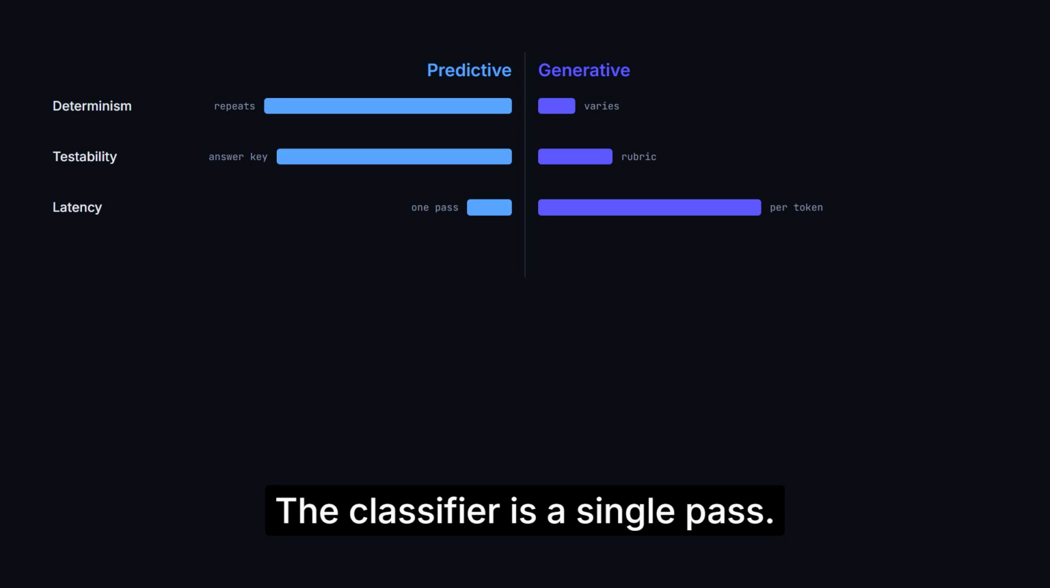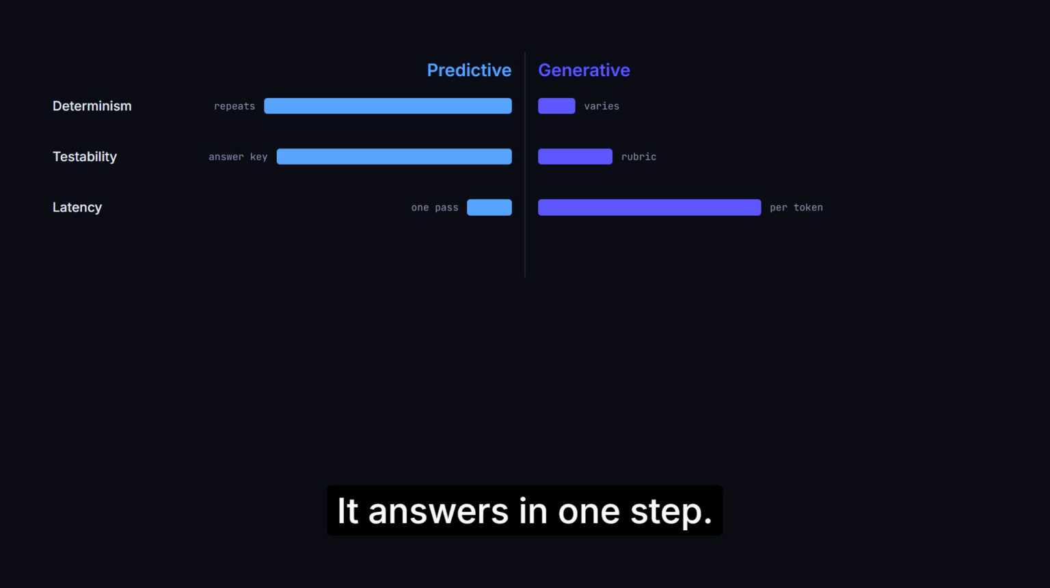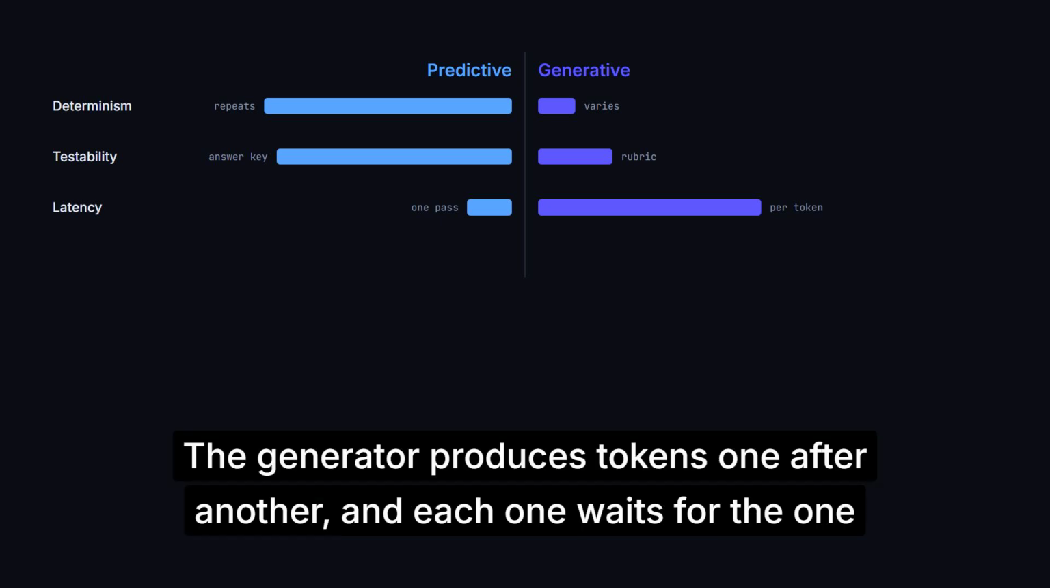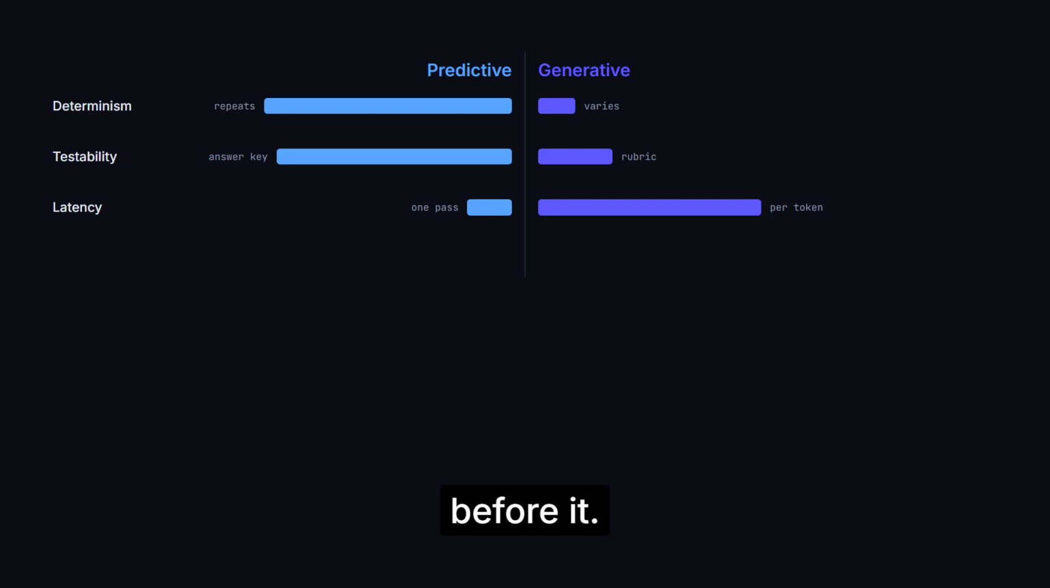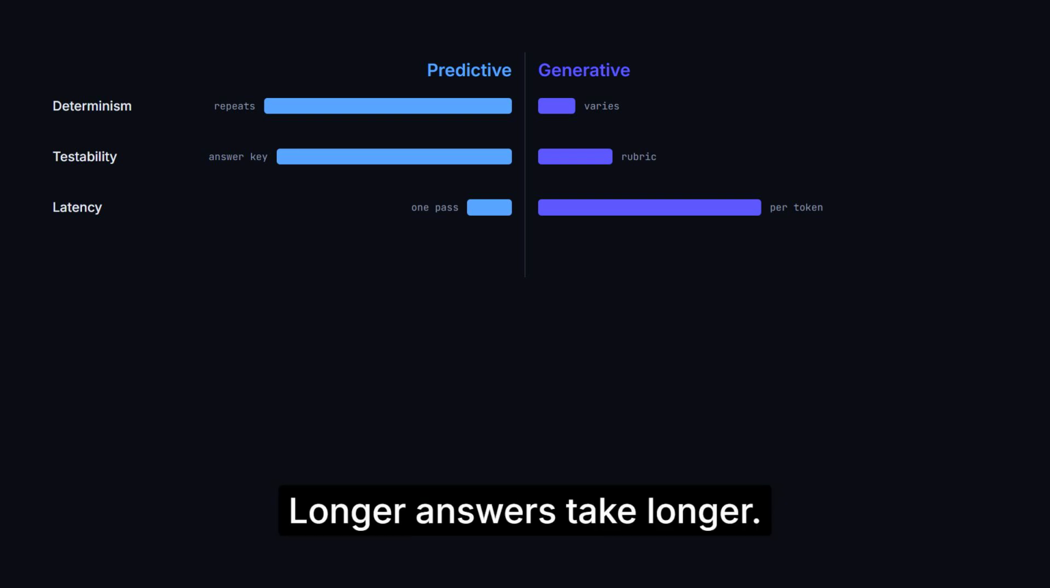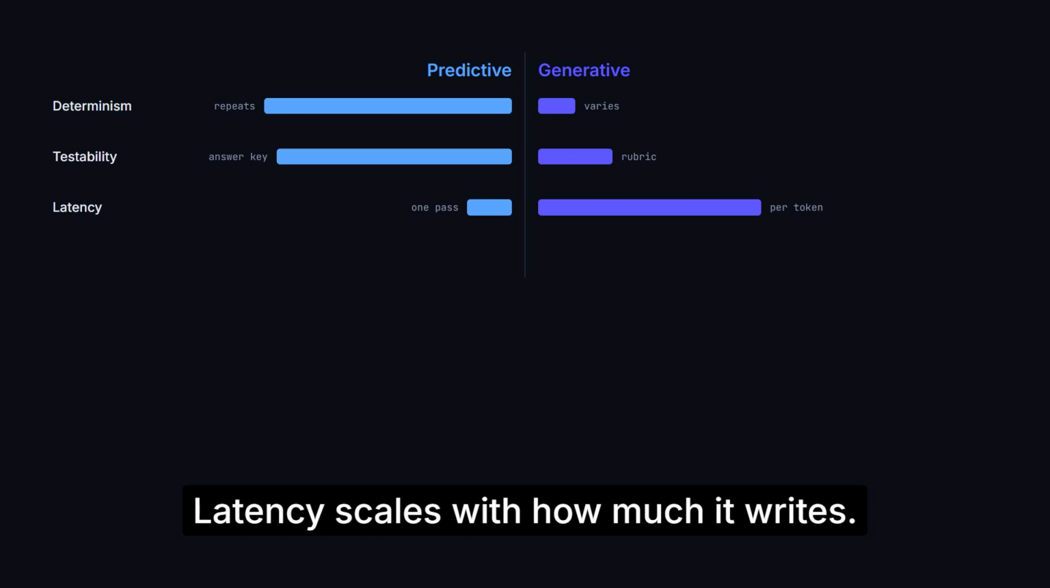The classifier is a single pass. It answers in one step. The generator produces tokens one after another, and each one waits for the one before it. Longer answers take longer. Latency scales with how much it writes.